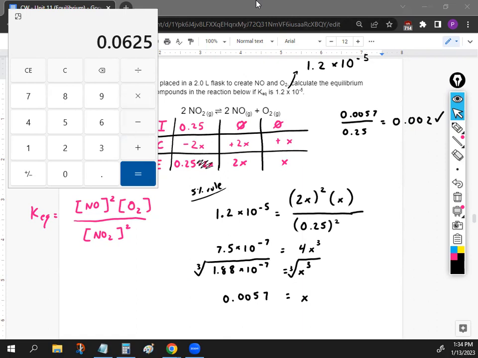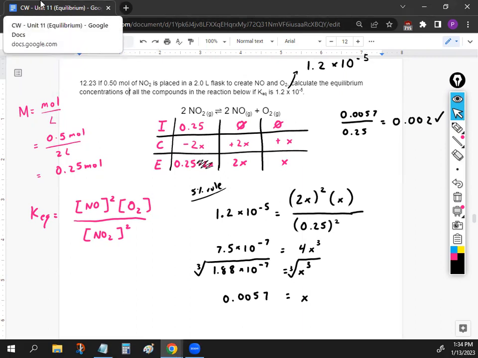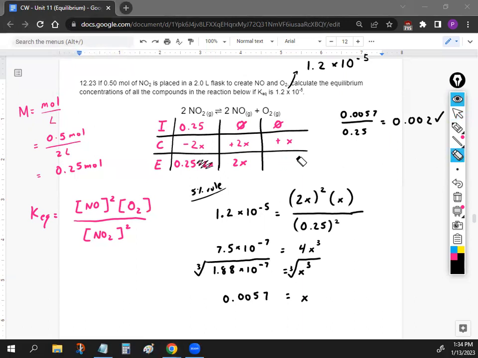Technically we're not done, because we need to figure out the concentration. If you take a look at the problem, it's asking not for x, it's asking for the concentration of all the compounds. The easiest one is obviously going to be O2 because it's just x, so we can replace that with our x value, 0.0057. For NO, we're just going to double it, so 2 times x, and that's going to give you 0.0114.